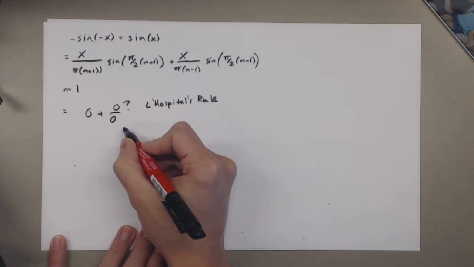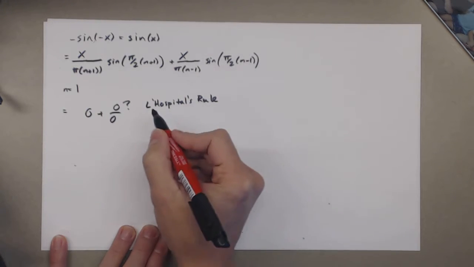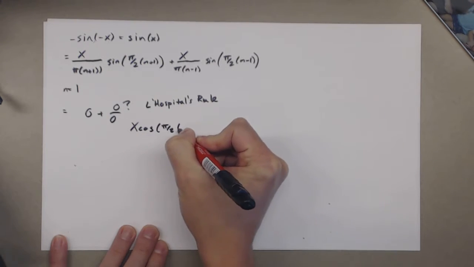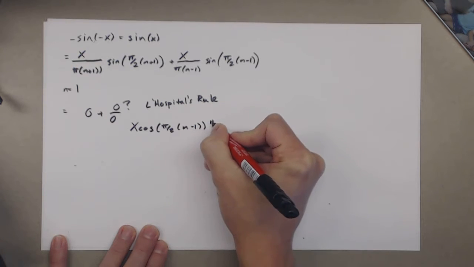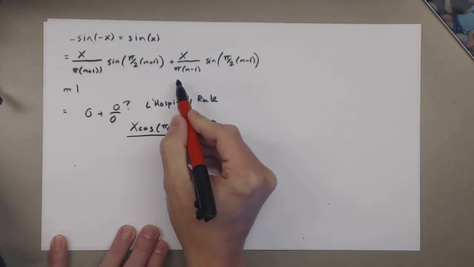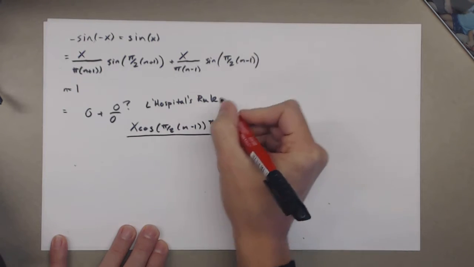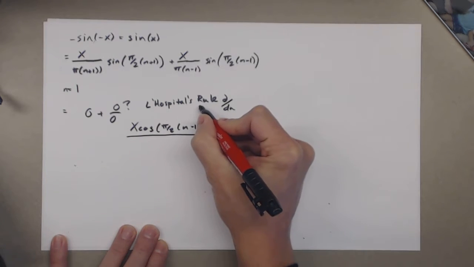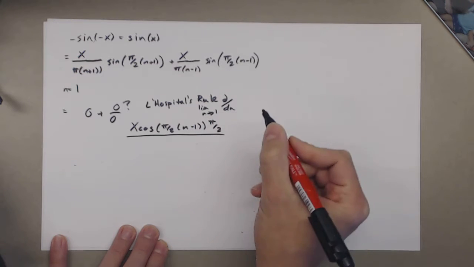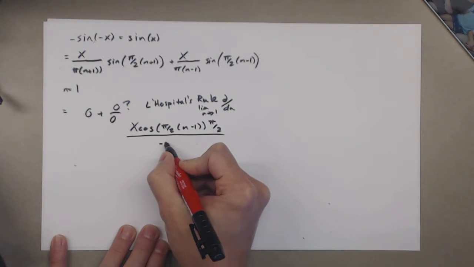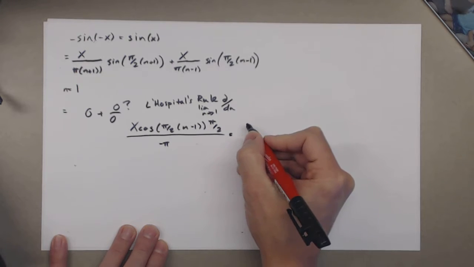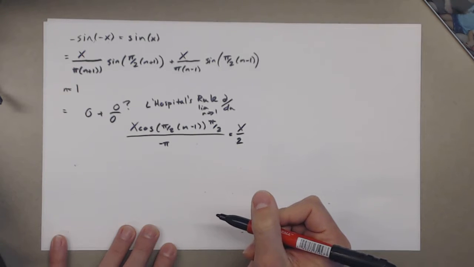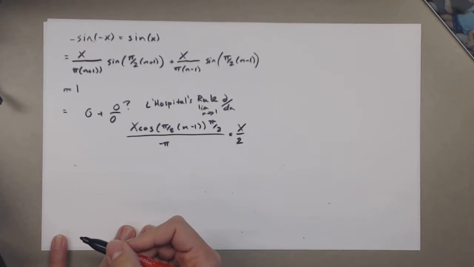We look at taking the derivative of the top, which is x sine of pi over 2 times n minus 1, and that's going to be x cosine of pi over 2 times n minus 1, and then by the chain rule we get pi over 2. And then in the denominator, we take the derivative with respect to n, because we're finding the limit as n goes to 1. In the bottom we have minus pi, and so we're left with x over 2. So that's what happens when n equals 1.